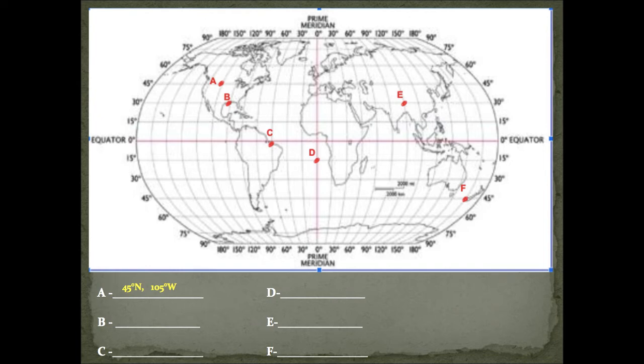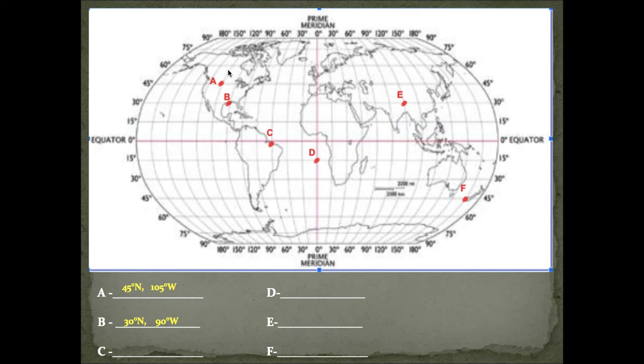All right, now let's look at B. So again, I go latitude first, go to the equator. This is to the north of the equator. I have to go up. That's at 30 degrees north. That's my latitude. My prime meridian is over here. It's to the left. That's the west. This is, I think that's 90 degrees, I'm pretty sure. So 30 degrees north, 90 degrees west.